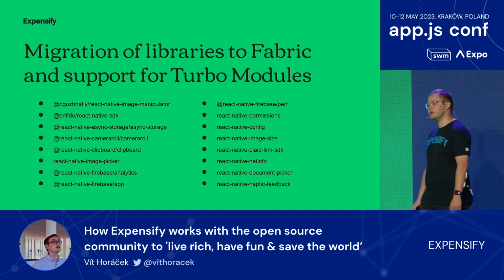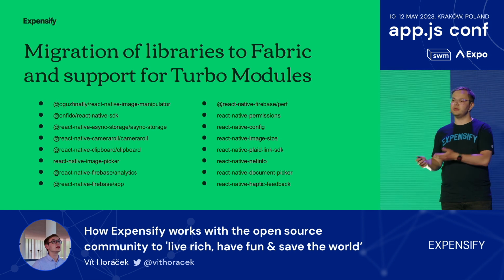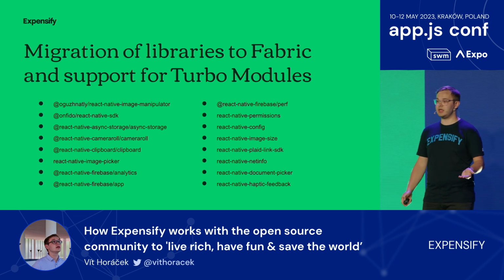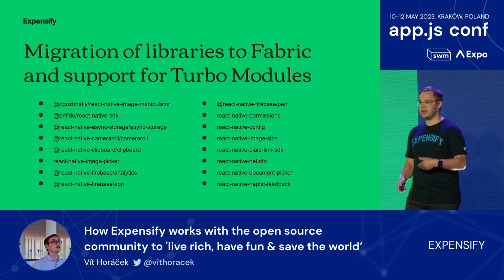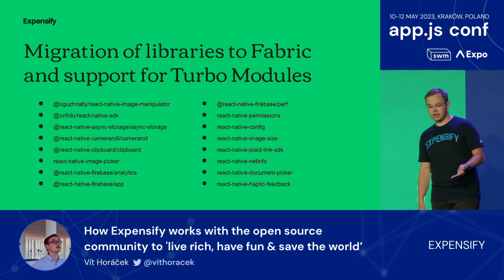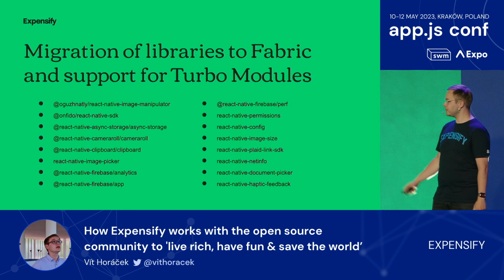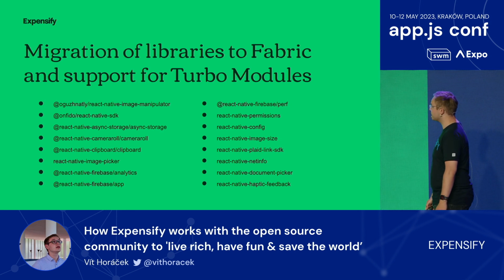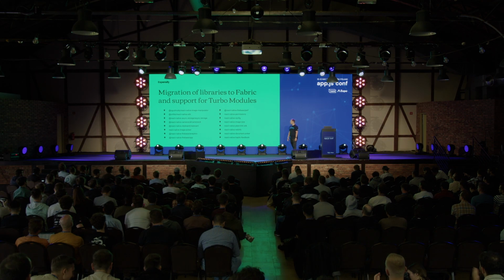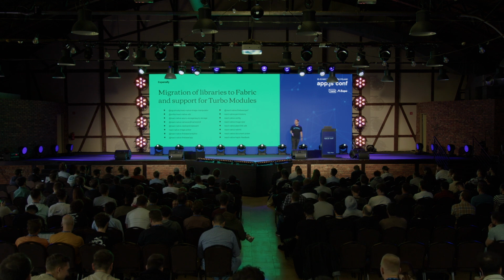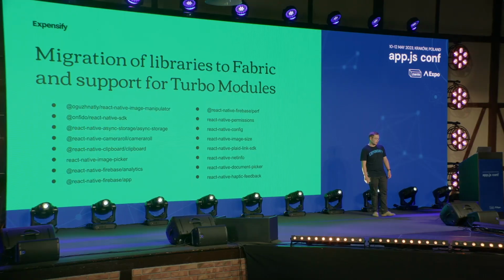For example, as we want to migrate Expensify Chat to use the new architecture you heard about earlier today, we have teamed up with Software Mansion to move all the packages we use to support Fabric and Turbo Modules. Great job to Jakub Jasiecki and Wojciech, this is just some of them. This is just some of the packages they helped to migrate. Not all of them are merged upstream, but we hope that we can get it done soon, and then we can run Expensify Chat on the new architecture.